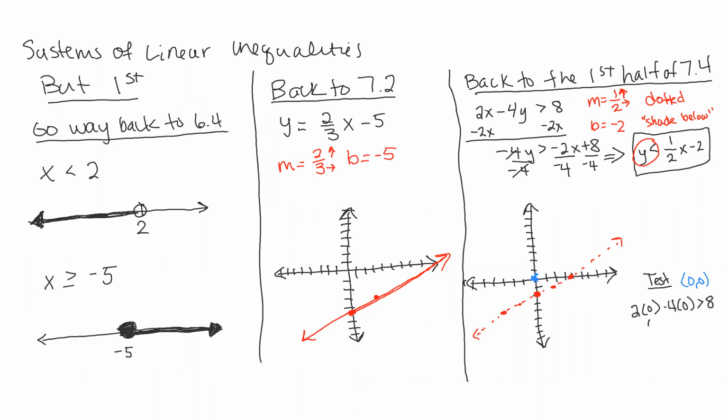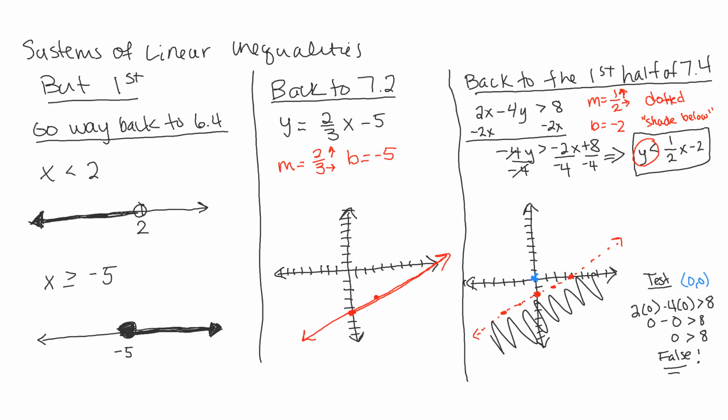Well, 2 times 0 is 0, 4 times 0 is 0, and 0 minus 0 is 0. So is 0 greater than 8? No, this is false. 0 is less than 8. So what that tells us is that the ordered pair 0, 0 is not part of the solution set. And because it's not part of the solution set, everything above the line is also not part of the solution set. So that tells me that I definitely want to shade below the line.